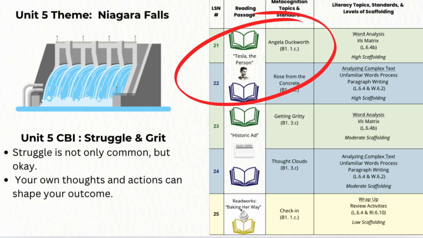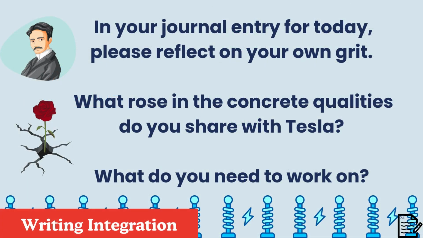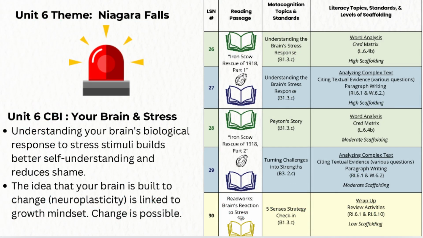Unit 5 describes the human side of Tesla, the man who created the first hydroelectric power plant after years of struggle. Like Newton, they learn about Tesla's struggles. Students talk about turning personal challenges into successes, just like Tesla did, within CBI.